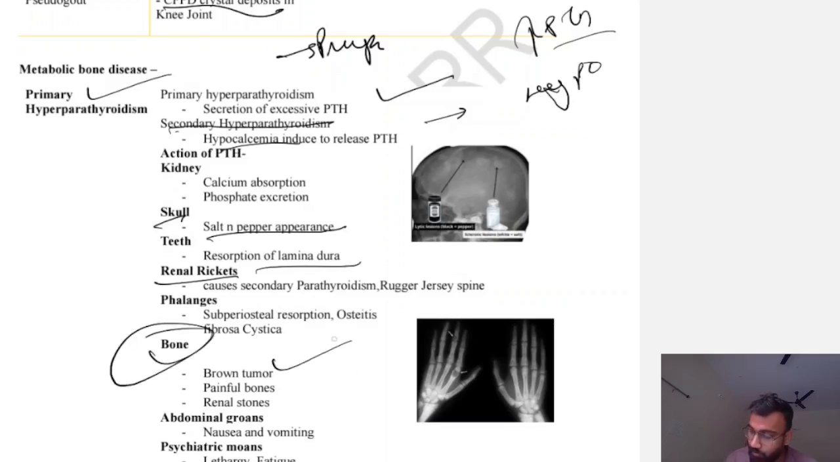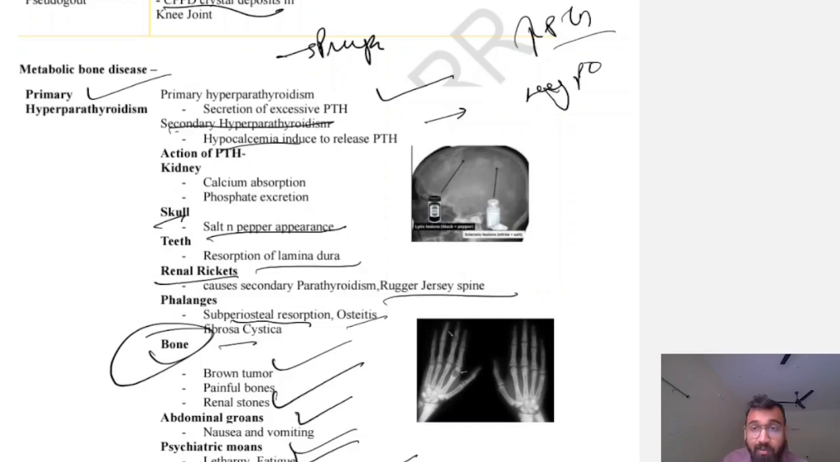In bone, you will find brown tumor, painful bones, renal stones. So patient will present with abdominal groans, psychiatric moans, accumulation of blood in cavity, brown tumor. Patient will present with lethargy, fatigue, nausea, vomiting. In phalanges, subperiosteal resorption, osteitis fibrosa cystica. In renal, in secondary hyperparathyroidism, it causes rugger jersey spine. So these are due to excess PTH.